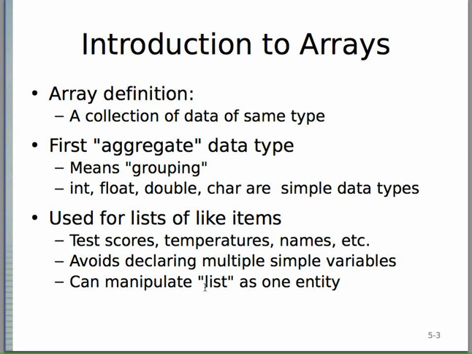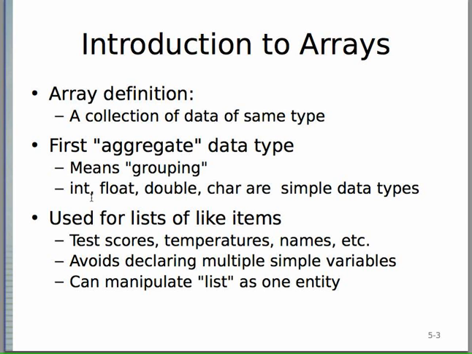Okay, what is an array? An array is a collection of data of the same type. So if you have an int array, they're all ints. You can't put a double in one of the locations. This is one of the simplest, usually the first, aggregate data type that you see. That is, the first data type that has multiple components that are aggregated together. In this case, they're all a collection of the same type of data.